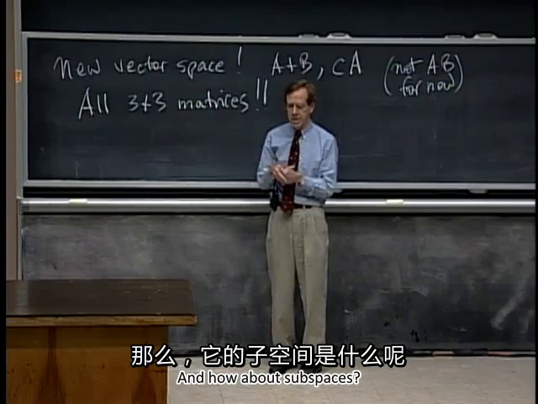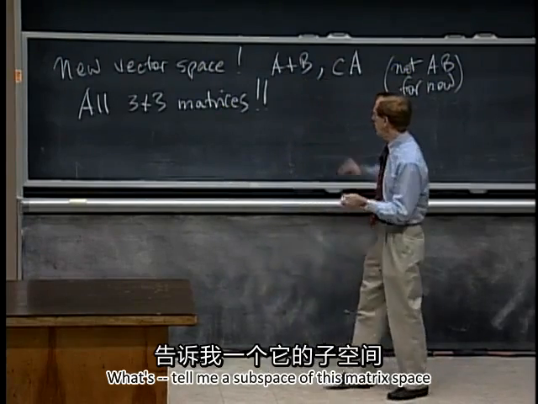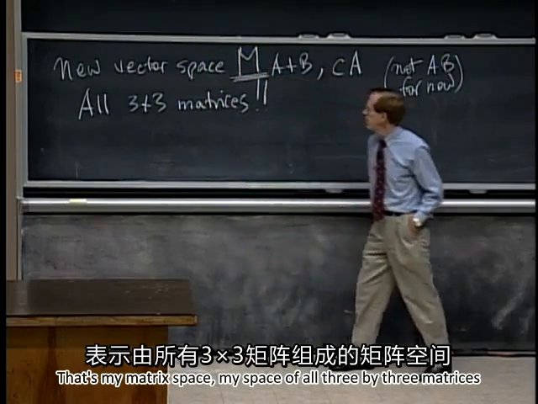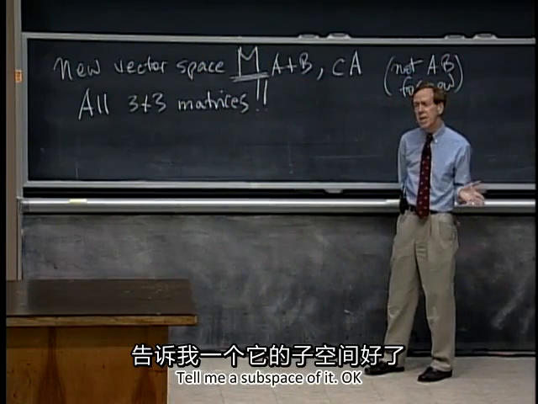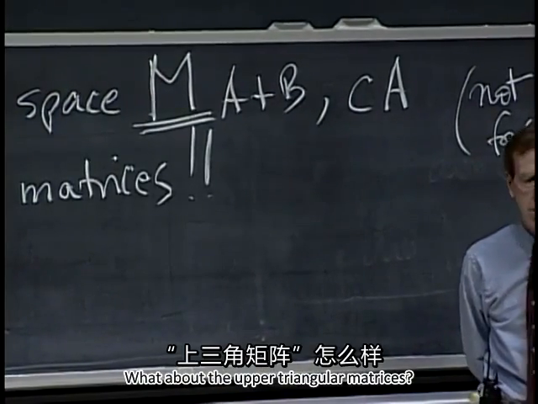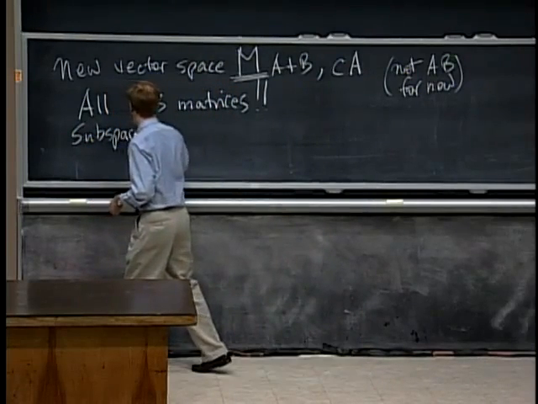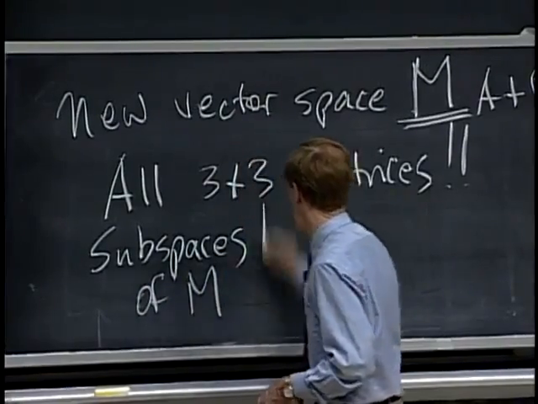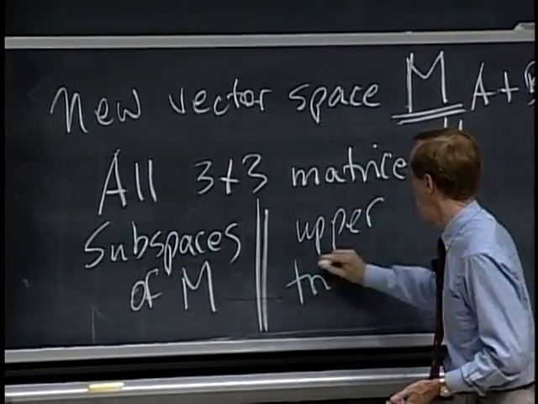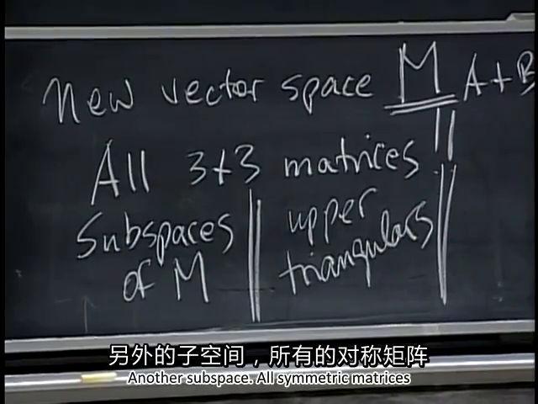And how about subspaces? Tell me a subspace of this matrix space. Let me call this matrix space M. That's my matrix space, my space of all 3 by 3 matrices. Tell me a subspace of it. Okay, what about the upper triangular matrices? So subspaces of M: all upper triangular matrices. Another subspace, all symmetric matrices.